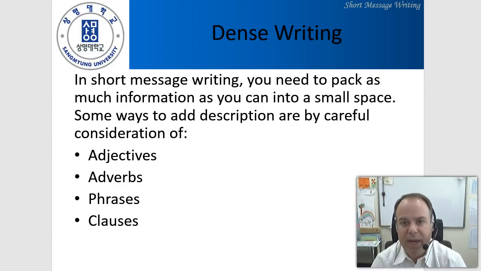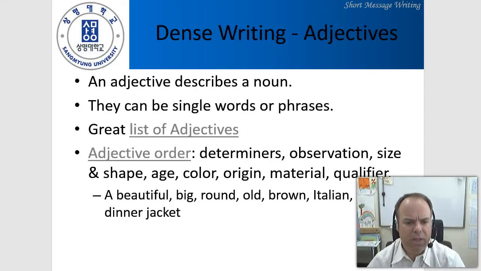So for dense writing, really what we want to do is try to pack as much information as we can into a short space. And we do this by considering the proper use of adjectives, adverbs, phrases, and clauses. So the first one, an adjective. An adjective describes a noun, and I think most of us know that already. You should have studied that much in the past. They can be single words or phrases.